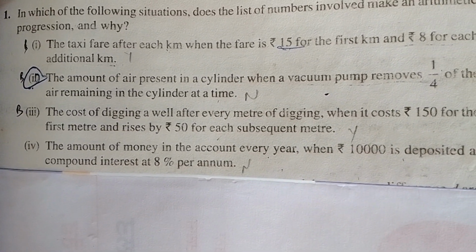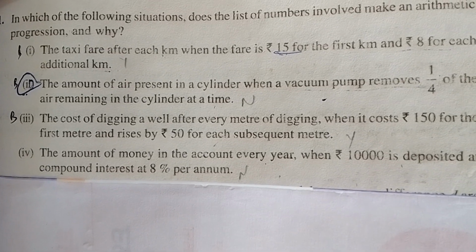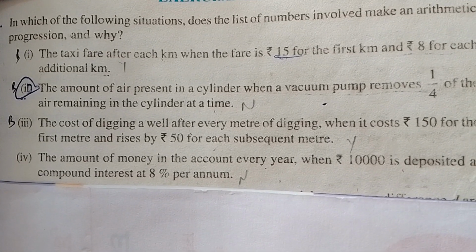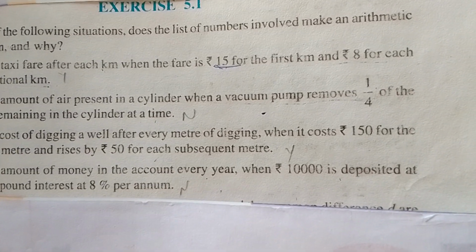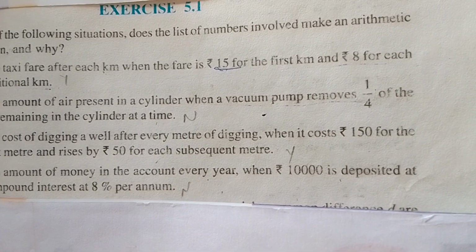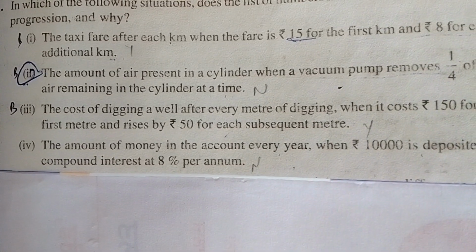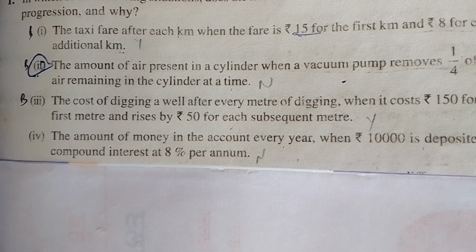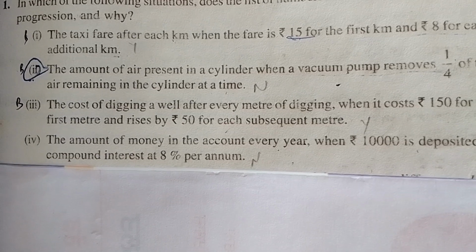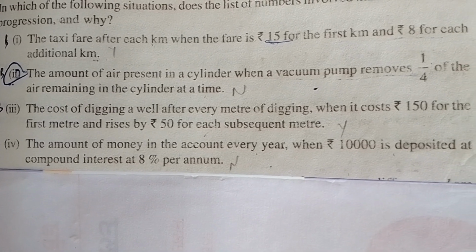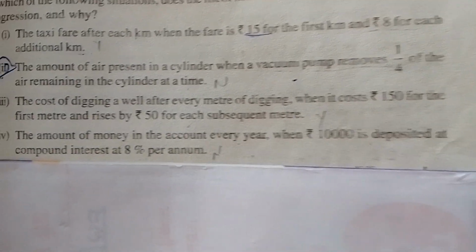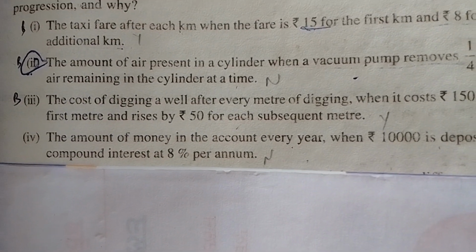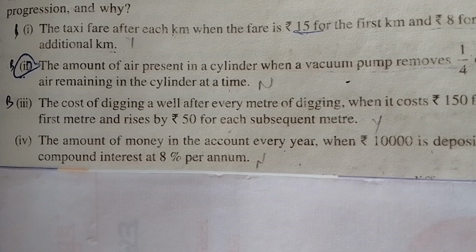Then the third question: the cost of digging a well after every meter of digging, when it costs rupees 150 for the first meter and rises by rupees 50 for each subsequent meter. And the fourth question is: the amount of money in the account every year when rupees 10,000 is deposited at compound interest at 8% per annum.